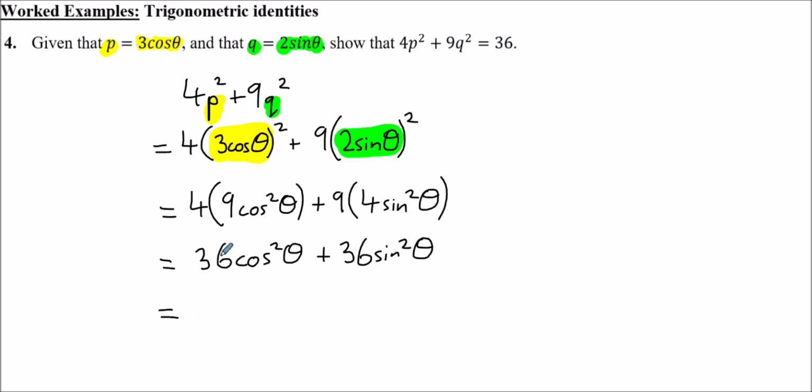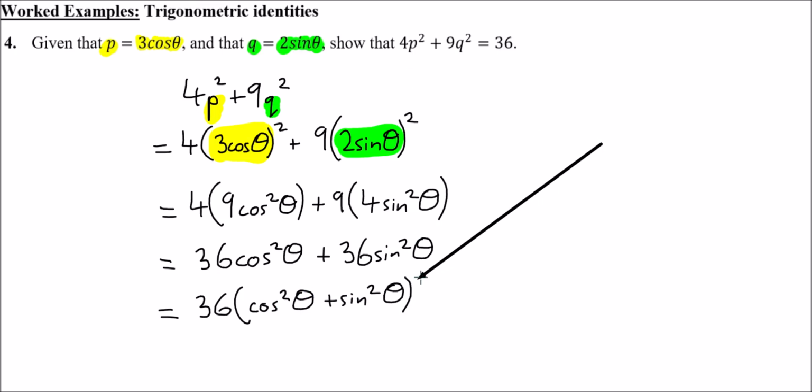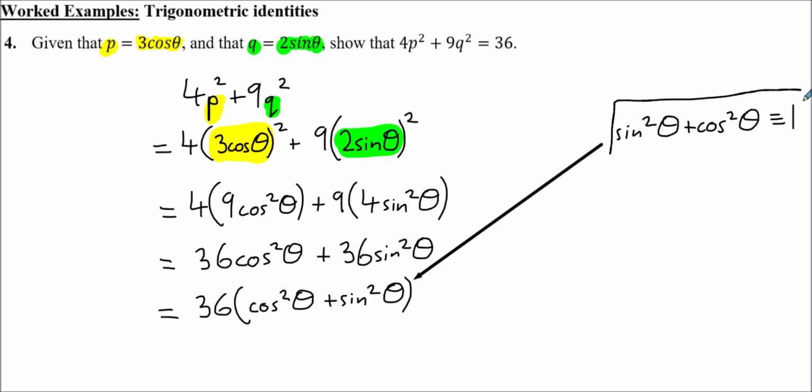Now each of these has a common factor of 36, so we can factorise out 36. So it's 36 lots of cos squared theta plus sin squared theta. But now, if we remember back to the earlier part of the lesson, sin squared theta plus cos squared theta, this is a crucial trig identity, that's always going to be equal to 1. So in other words, all of this thing here in the brackets is just going to be exactly equal to 1.